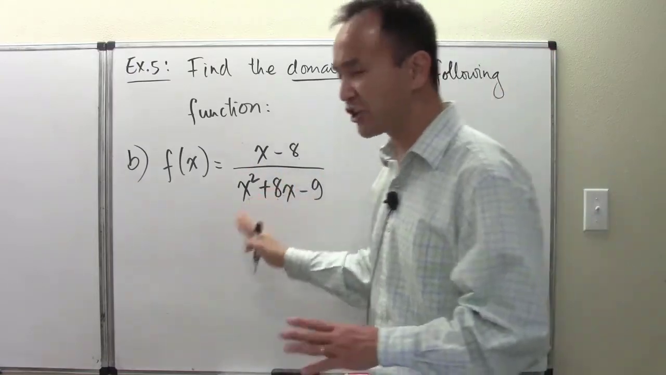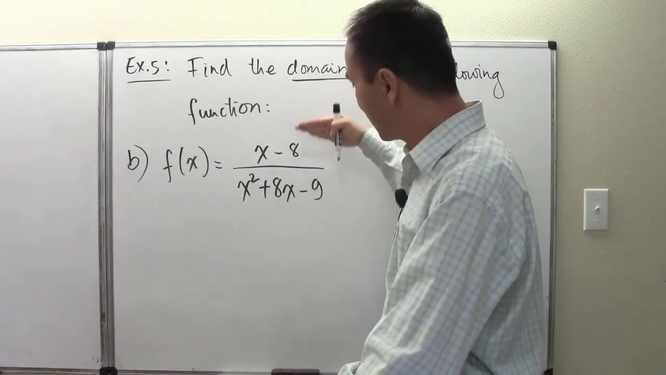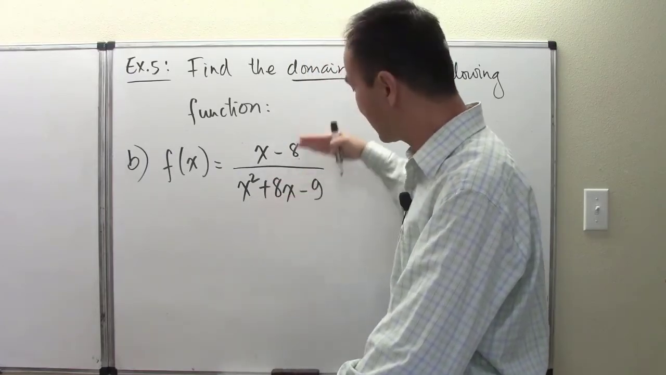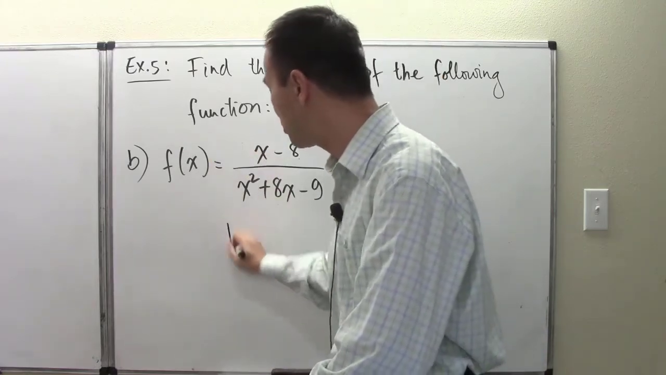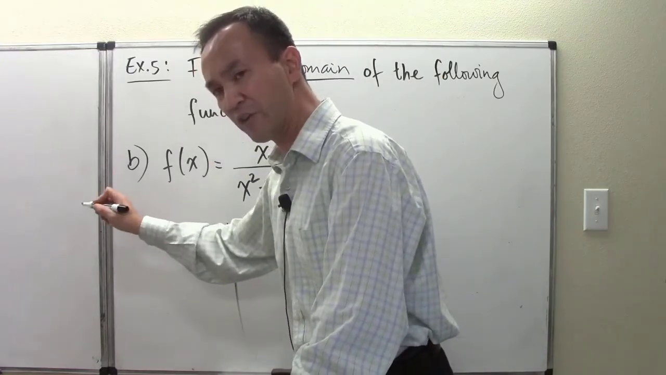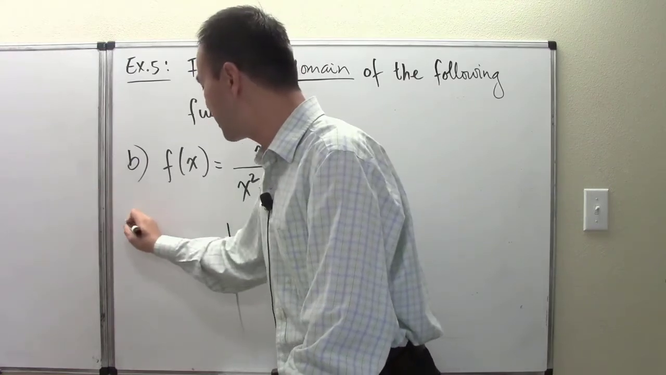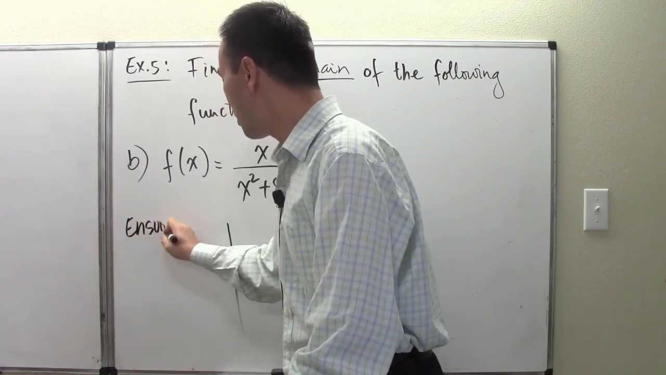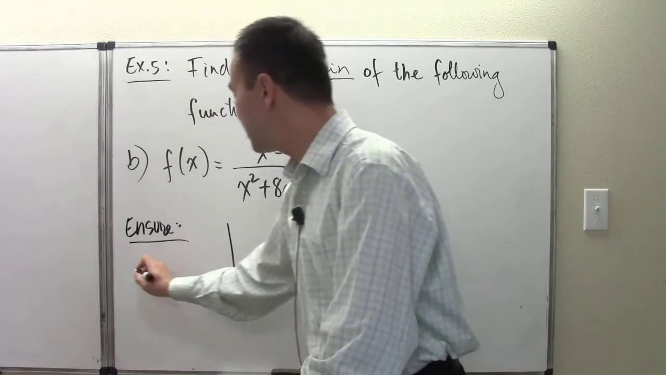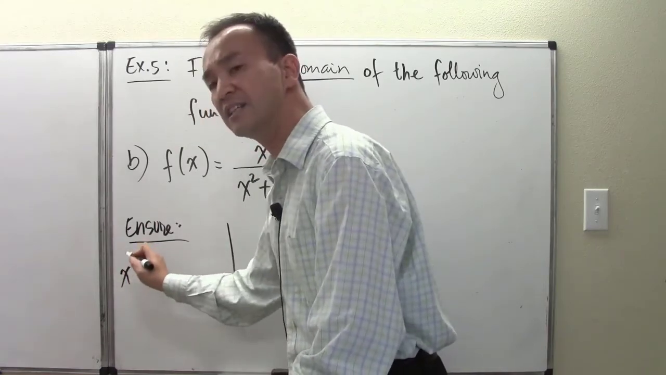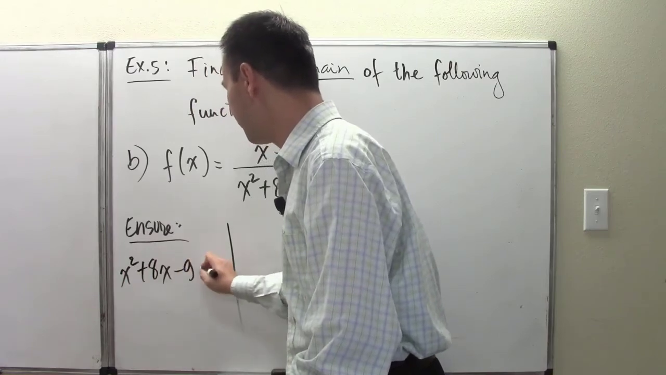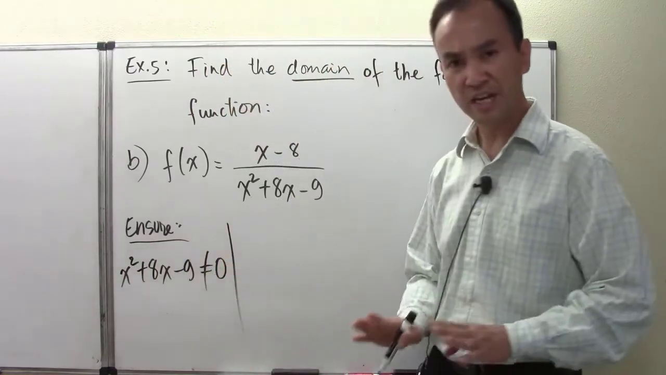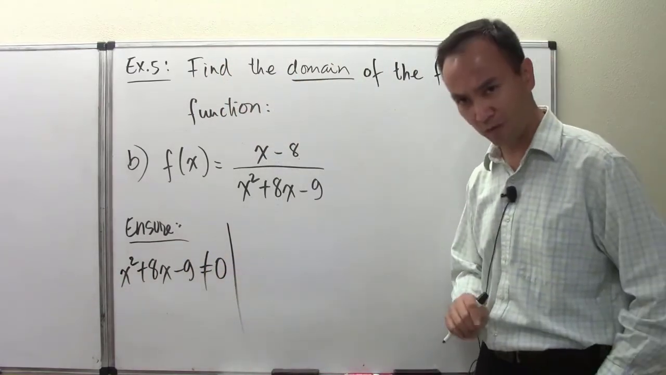Anytime we have an expression, a function, a rule that has a denominator, then we need to ensure, this is always what we need to ensure, that the entire denominator, x squared plus 8x minus 9, be non-zero. That's what we need to ensure. That's our goal right there.